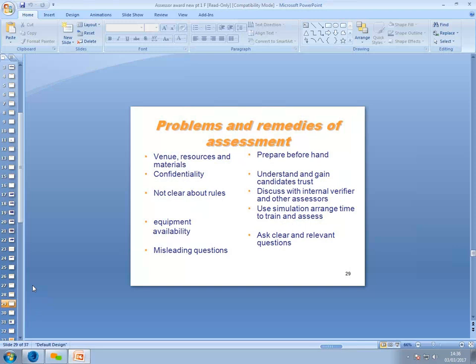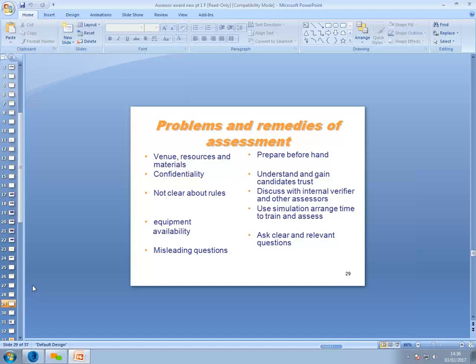Problems and remedies of assessment, again: the venue, resources and materials, prepare beforehand. This is what I said before. There's quite a lot to do in the preparation for an assessment. It's not something you do off the cuff. It's something that has to be planned and prepared for.